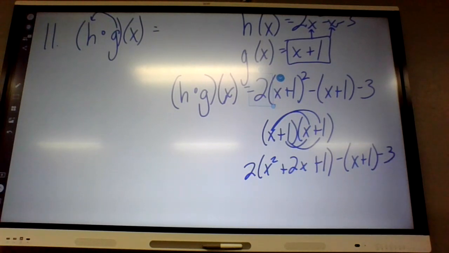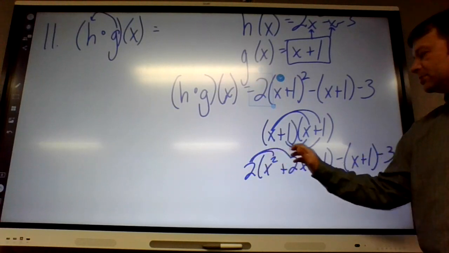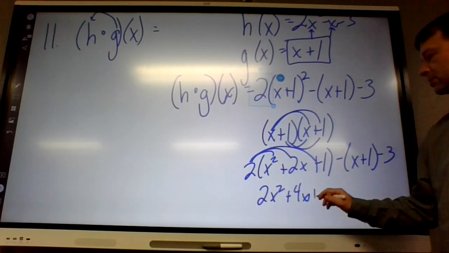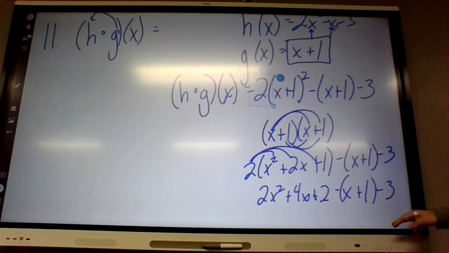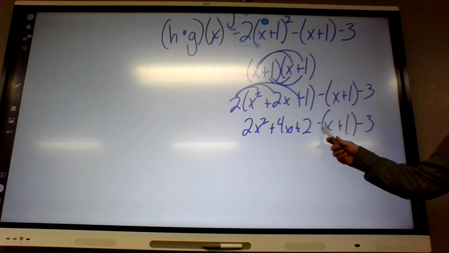Now what can I do? Multiply the 2. At the same time, distribute the negative. Now what? The negative. Subtract this thing over here, right?